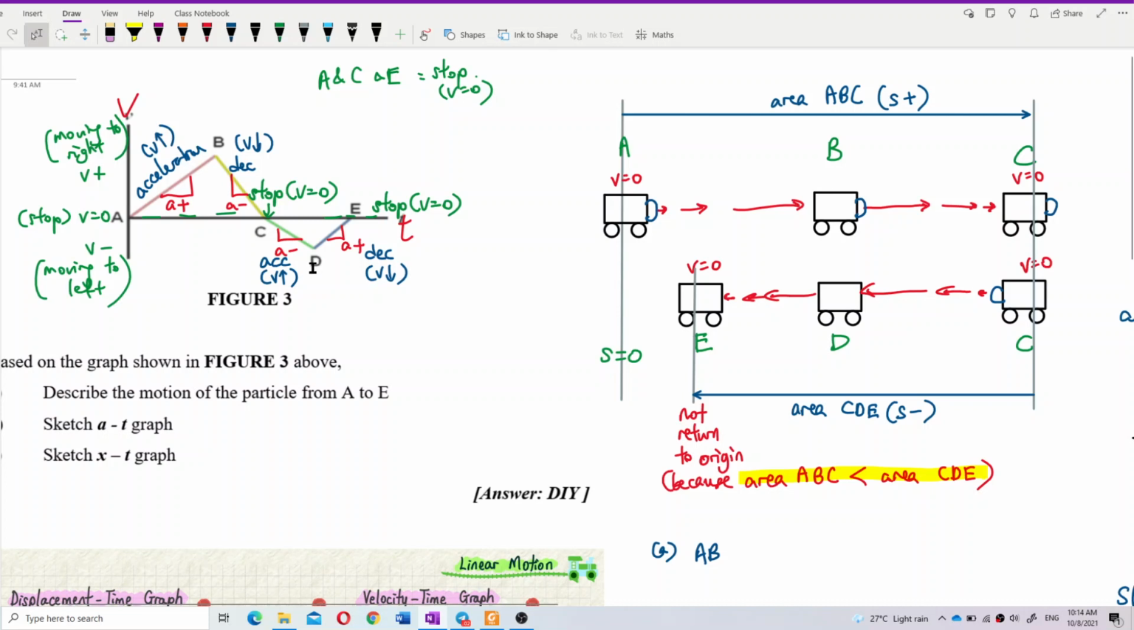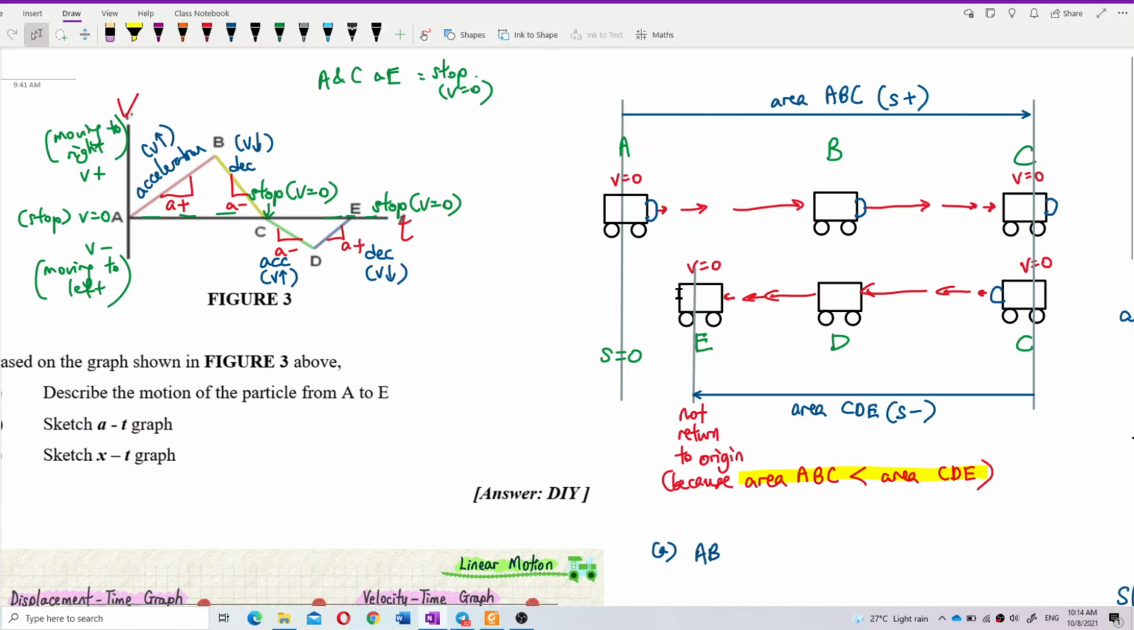After D, velocity decreases again. You see, velocity decreases until back to zero. But it's still moving to the left. The car is still moving to the left because velocity is negative, but the velocity decreases and then back to 0. Yeah, back to 0. So it stopped over here.